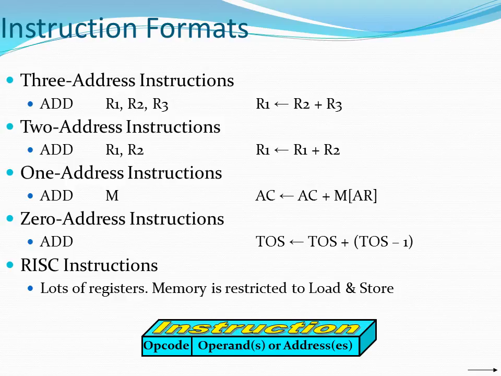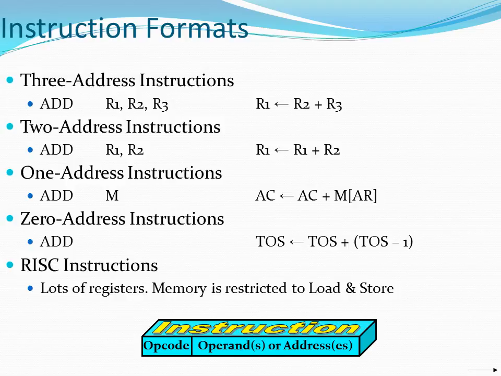So what are the 3 address instructions? It means in the instruction we have 3 operands, that is called 3 address instruction. That is, 2 source operands and 1 destination operand. For example, a 3 address instruction is add R1, R2, R3. Here R1 and R2 are the source operands and R3 is the destination operand.